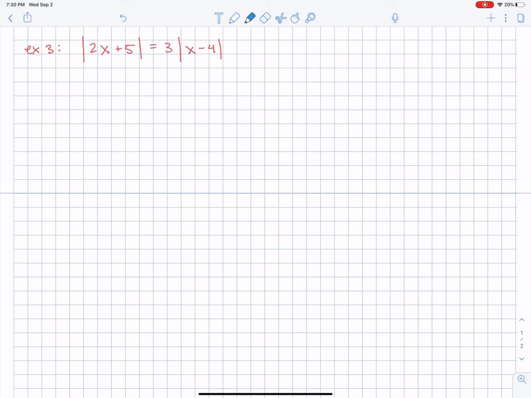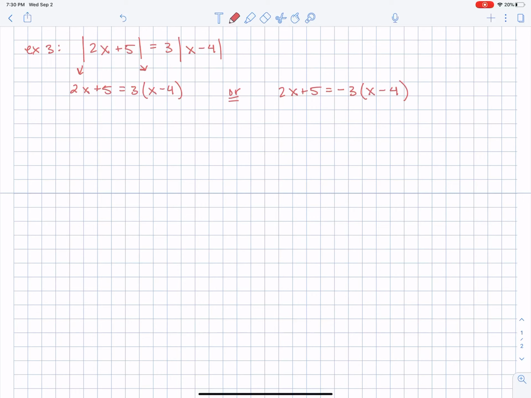So here's what you're going to do. You're going to have to break down these absolute value bars, and we're going to say 2x plus 5 is equal to 3, and now I'm going to break down those absolute value bars and just write parentheses, because that's my positive one. Or, here's my other option. 2x plus 5 is equal to negative 3 times x minus 4. So now we need to go ahead and solve both of these.